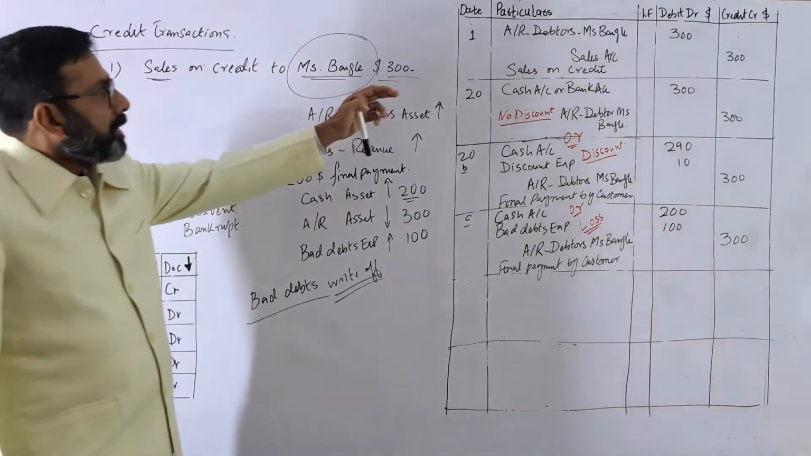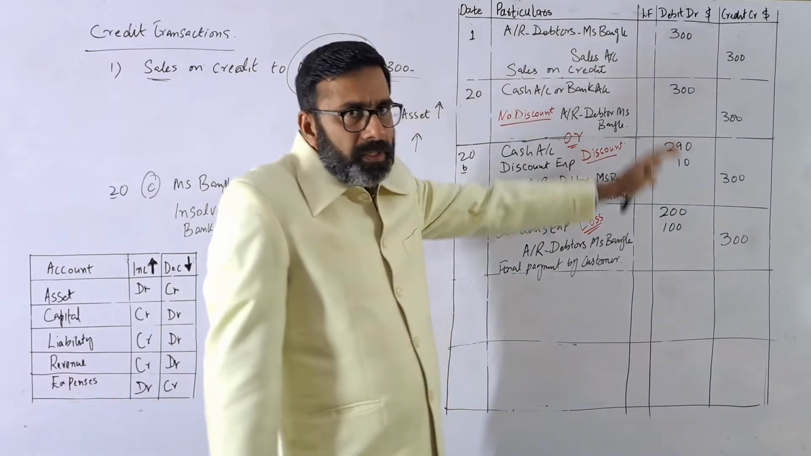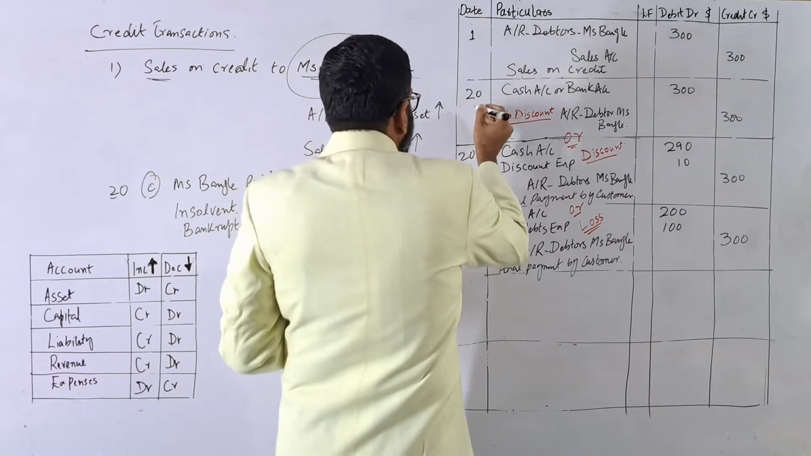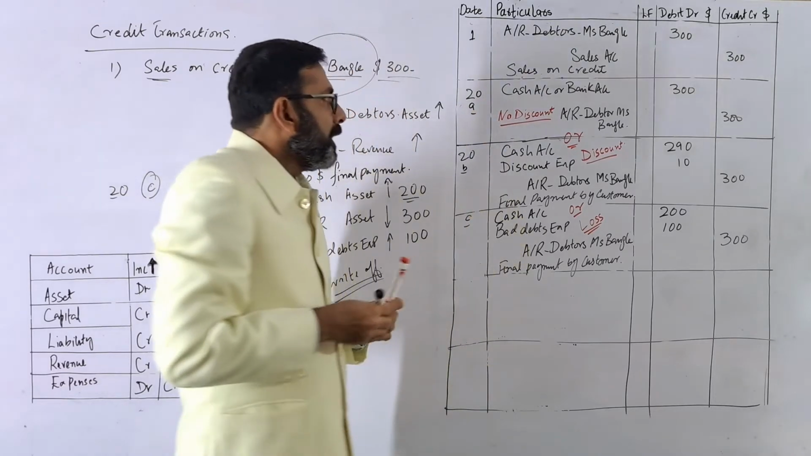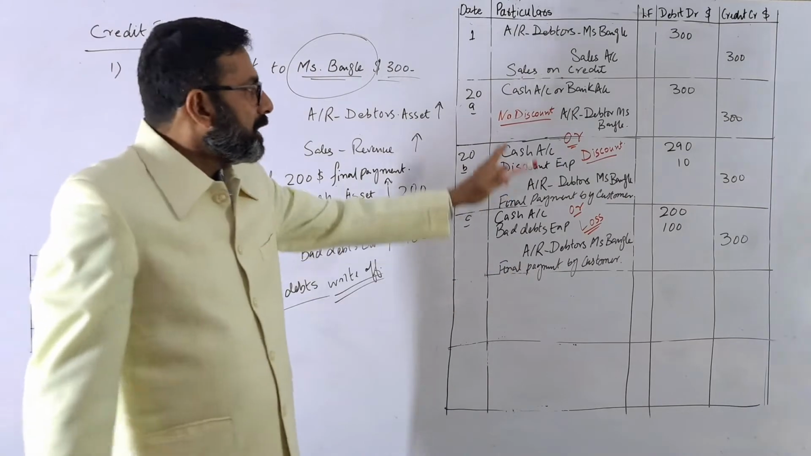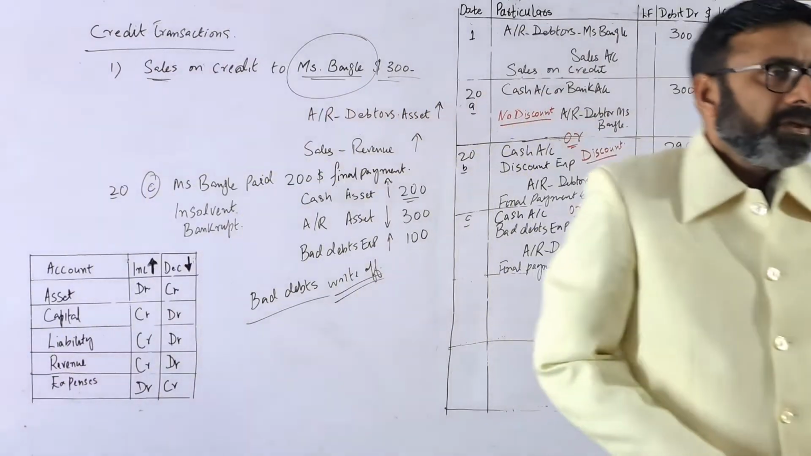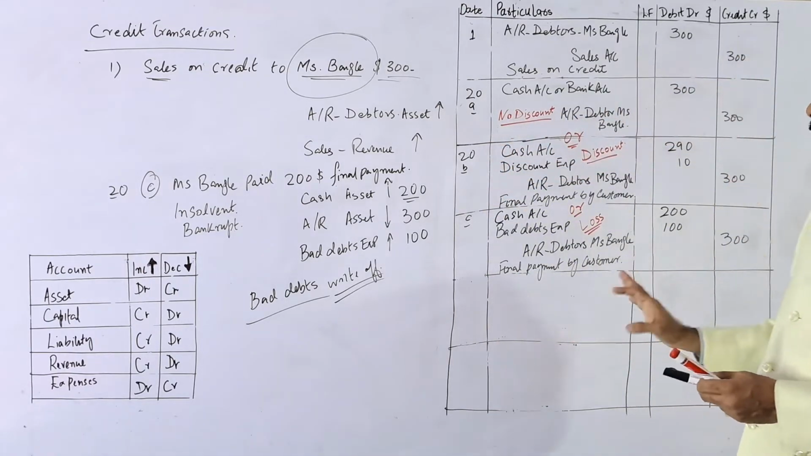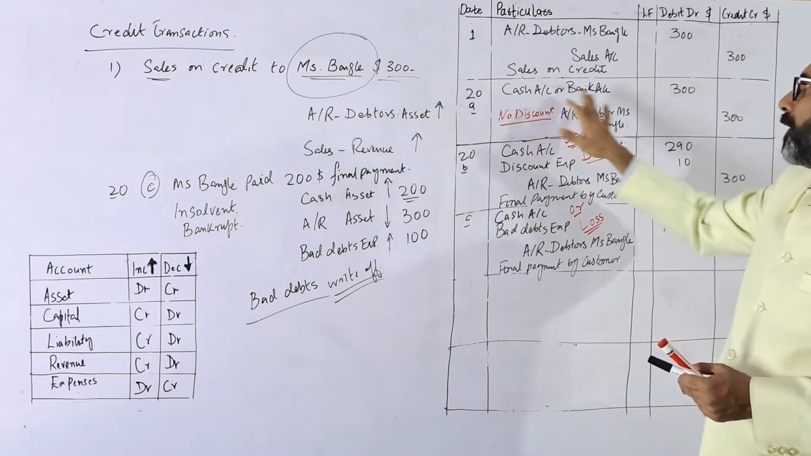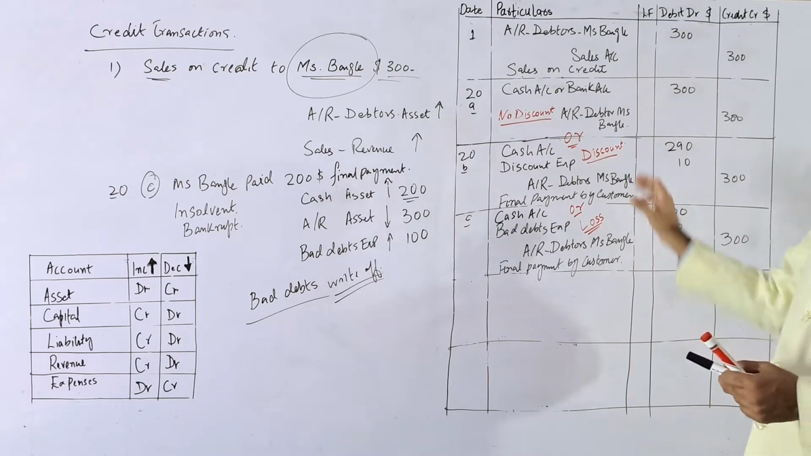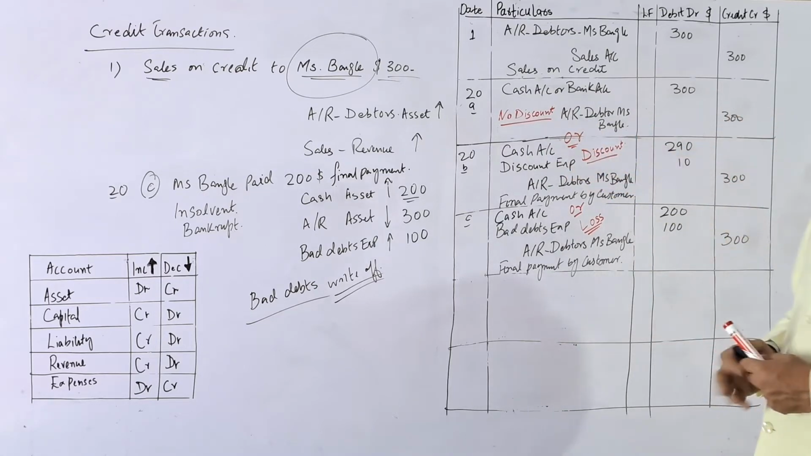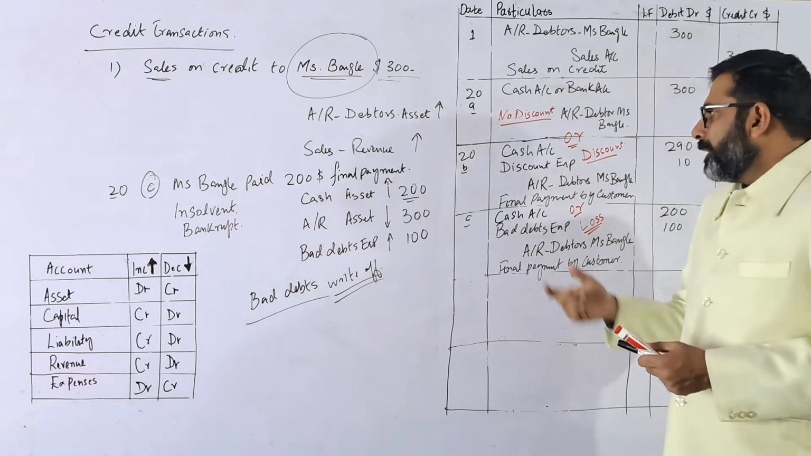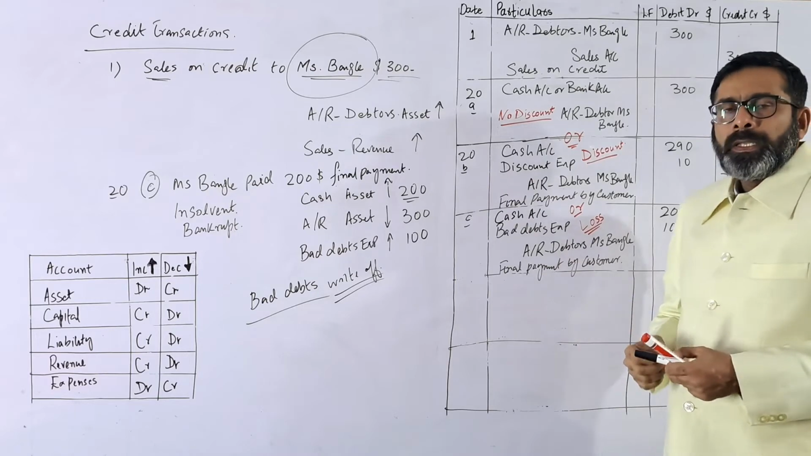You have sold the goods to Mrs. Bangles for $300. The first option, or possibility number A, is that the person will give you 100% amount. There is no discount given by you. So on the final date, on the settlement date, on the due date, the person has given you $300. So you will debit the cash account or the bank account, and then the receivables will be credit.